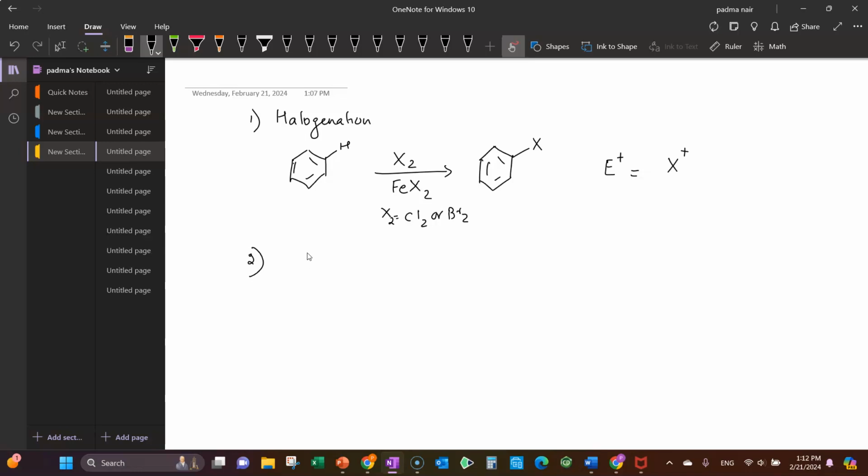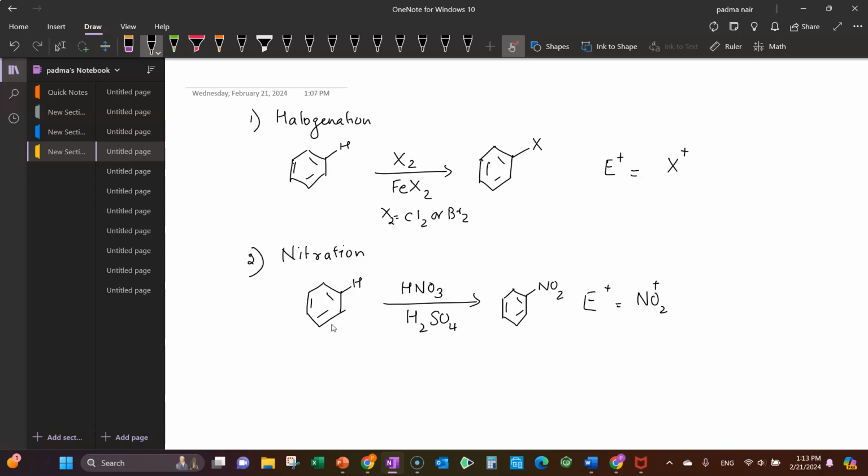Okay, the second type of reaction we will look at is nitration, where again the mechanism is going to be very similar to the previous one, except that now the electrophile is NO2+, and to generate that, the reagents we will require are HNO3 and H2SO4. The electrophile here would be NO2+. So benzene gets substituted by NO2. So again here we can keep on drawing the hydrogen, which is the one that is replaced.